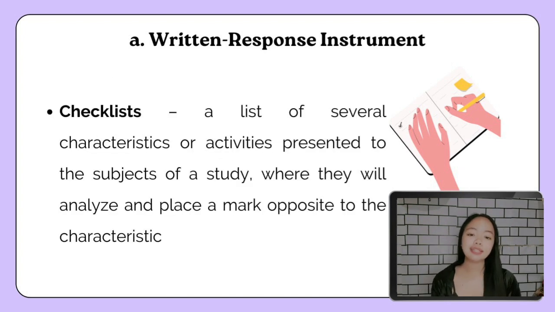Lastly, checklists are a list of several characteristics or activities presented to the subject of study where they will analyze and place a mark opposite to the characteristics. They provide a simple and objective way to record and evaluate performance. Checklists are also efficient to use and can provide detailed feedback to students on their performance.